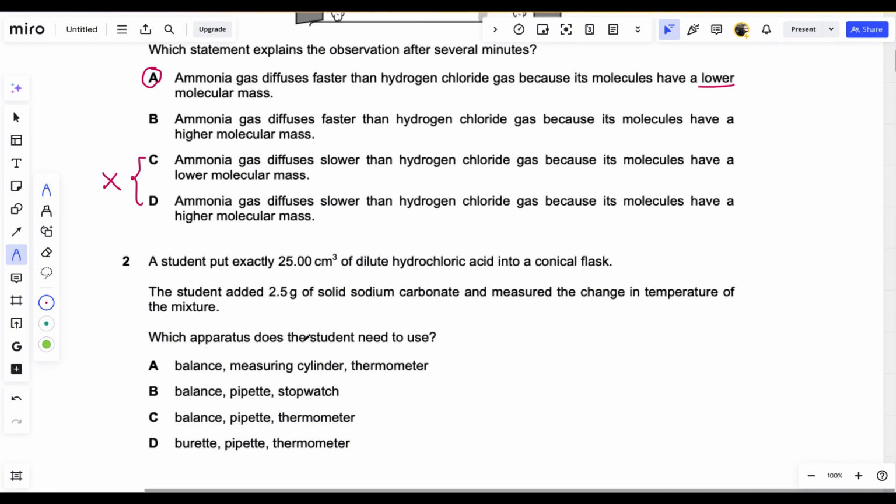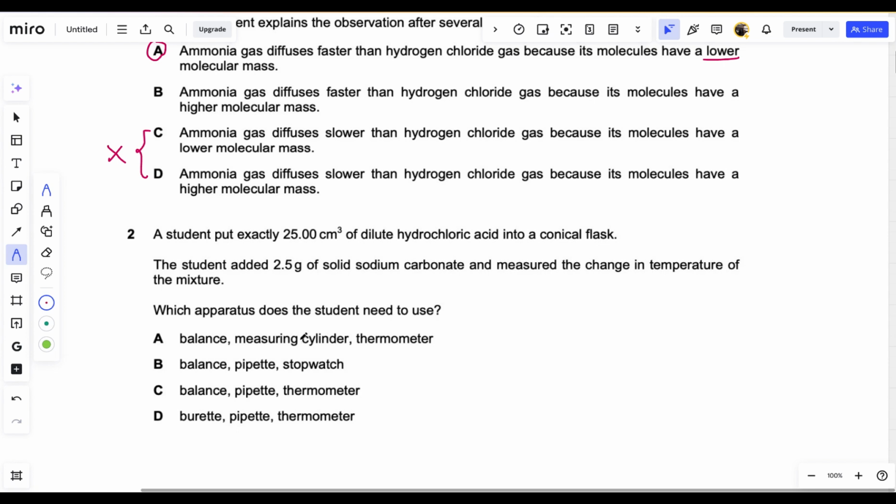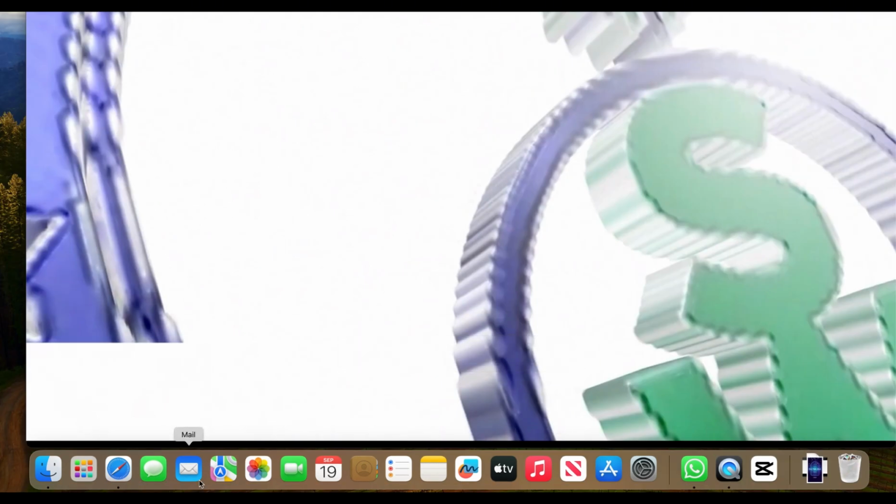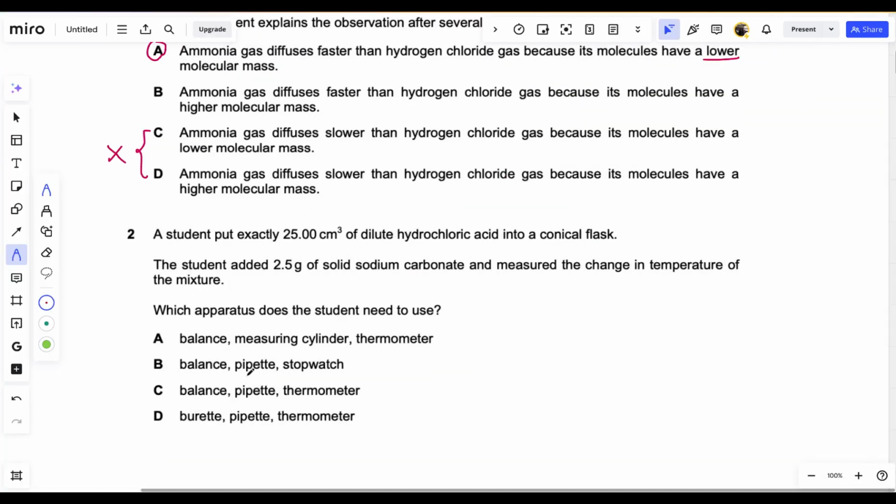Now let's move to question 2. Question 2 says a student puts exactly 25 centimeter cube of dilute hydrochloric acid into a conical flask. The student adds 2.5 grams of solid sodium carbonate. You must know how to write the chemical formula for sodium carbonate.